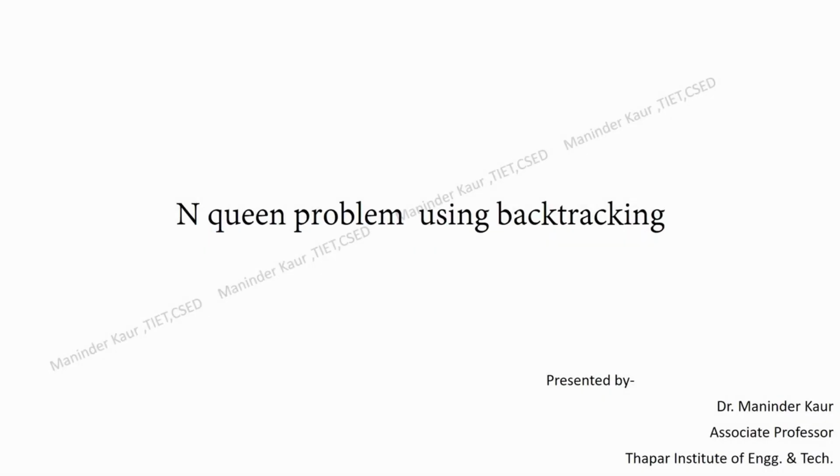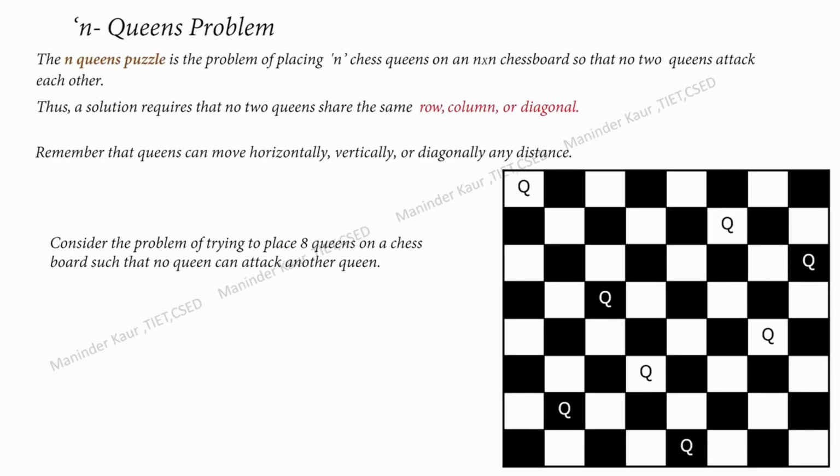The topic is the n-queen problem using backtracking. Now, what is the n-queen problem? The n-queen problem is the problem of placing n queens onto an n by n chessboard so that no two queens attack each other.